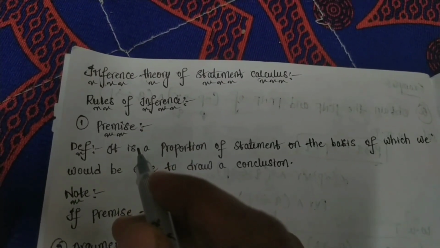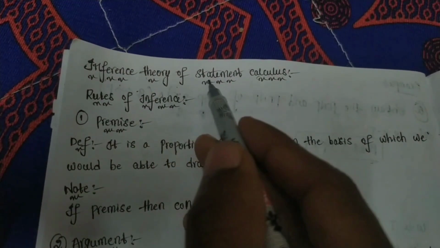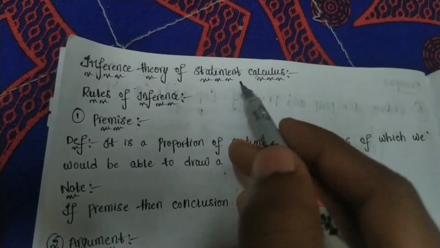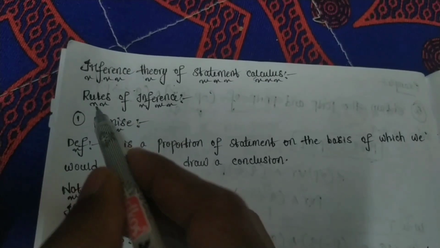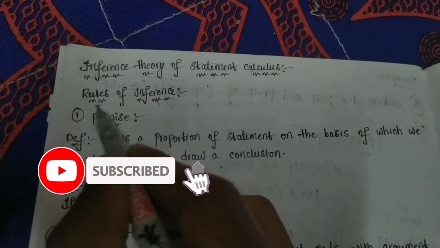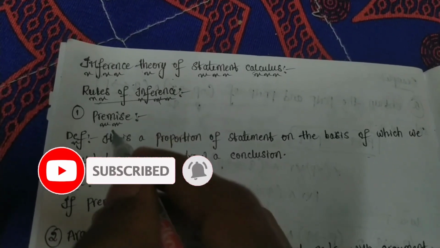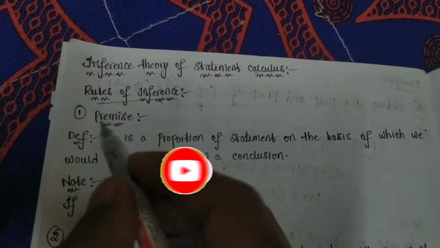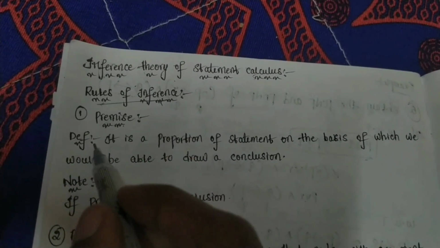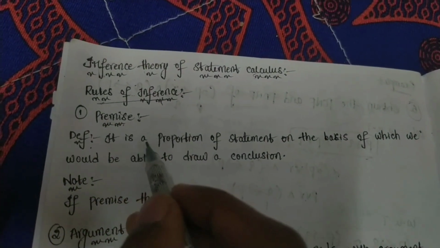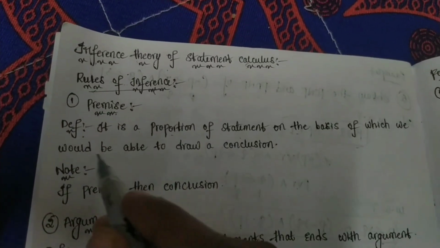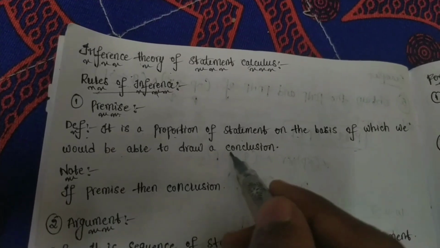In this video we discuss the inference theory of statement calculus. Here, in inference theory of statement calculus, we have to know about the rules of inference. In the rules of inference, the first is premise. What is a premise? The definition of premise is a proposition or statement on the basis of which we would be able to draw a conclusion.